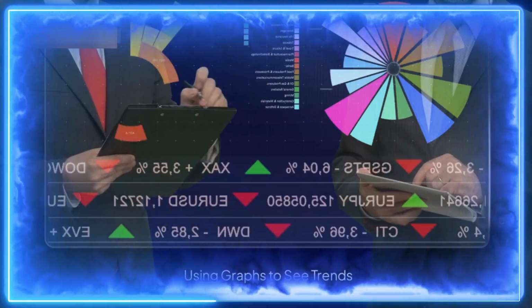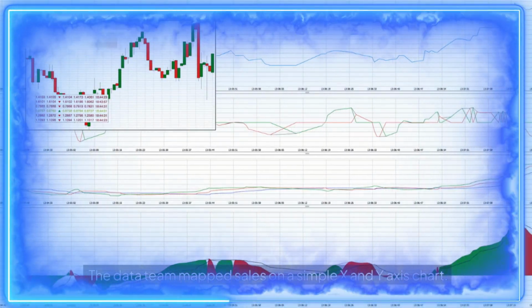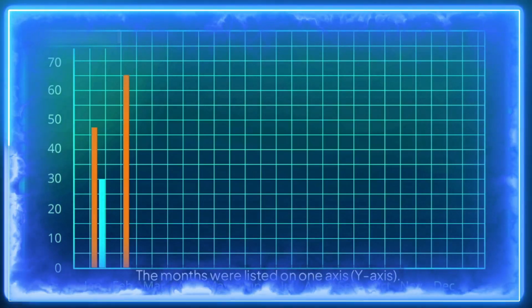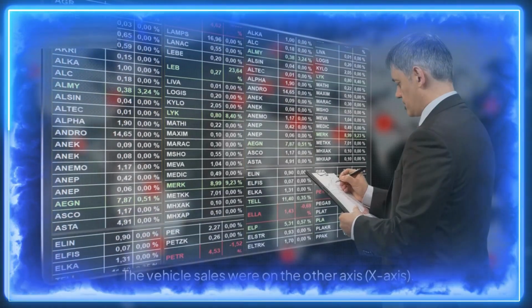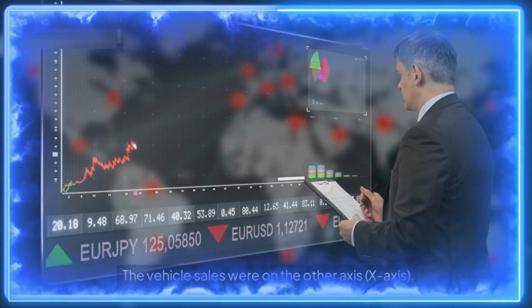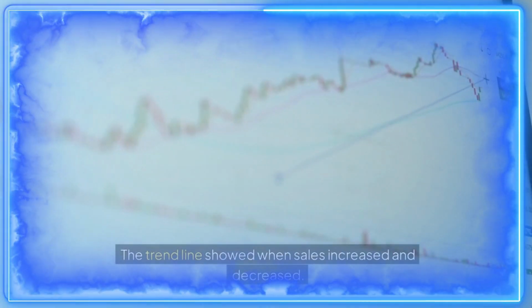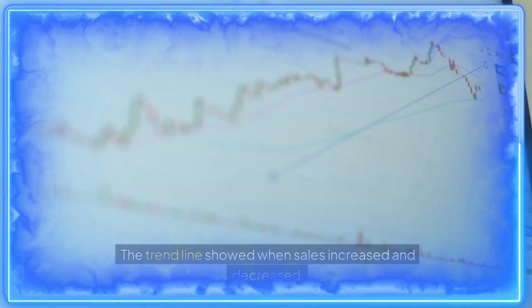Using graphs to see trends, the data team mapped sales on a simple X and Y axis chart. The months were listed on one axis, the Y axis. The vehicle sales were on the other axis, the X axis. The trend line showed when sales increased and decreased.